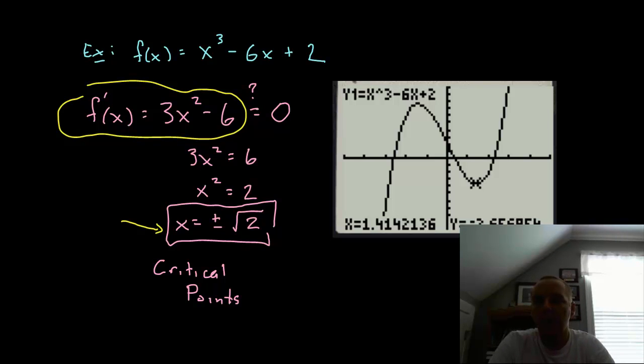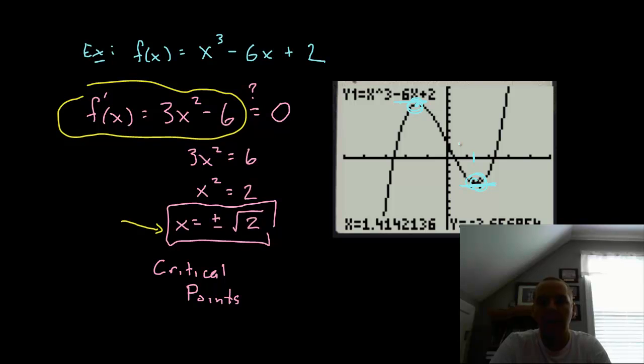Now here's the graph of this cubic function right here. I went ahead and graphed it, and we can tell just by looking at the graph that right here and right here it seems like we would have horizontal tangent lines. Well, it turns out that these x values are 1.414, that's the square root of 2, and the other one on the left-hand side is negative 1.414, that's negative root 2. So we were able to locate these critical values without the need of graphing or anything like that.